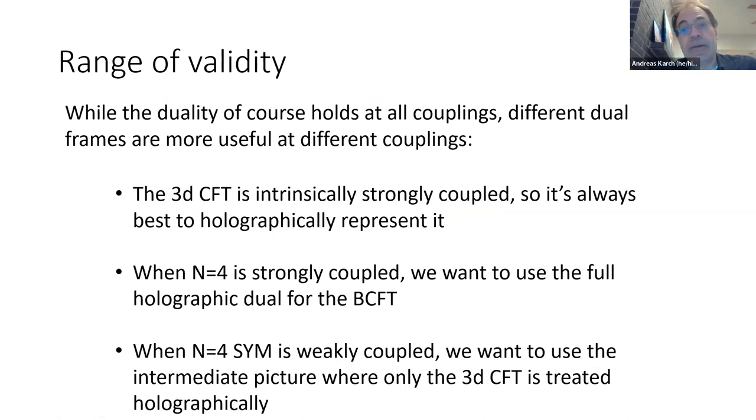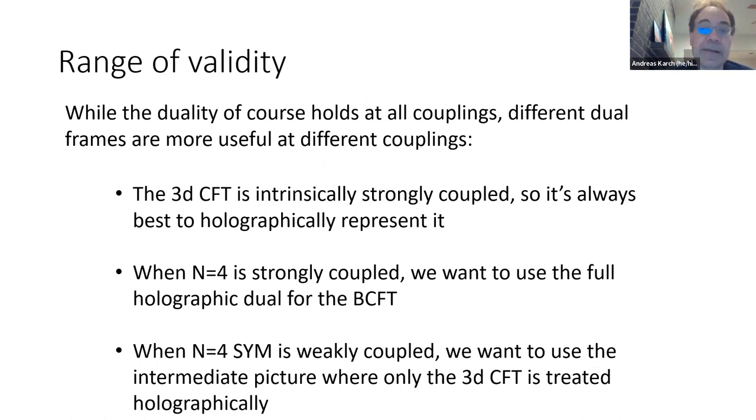This way of describing it also makes it clear that there's some place where this intermediate picture is practically useful. Of course, this double holography will work in principle for any value of parameters. It's supposed to, right? Holography is supposed to be true at weak and strong coupling, but one or the other dual picture might be more useful. The 3D CFT is intrinsically strongly coupled. It doesn't have a free parameter like the coupling constant. The coupling constant is flowing to infinity in 3D CFTs. So it's always best to use holography for the 3D CFT.